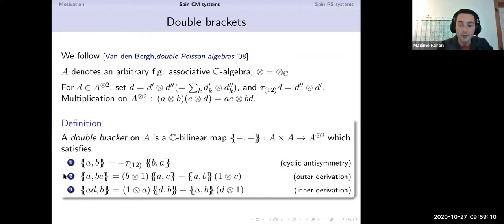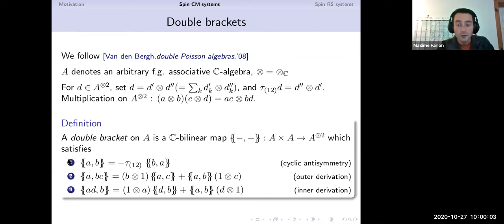And then we have here two derivation rules. Let me explicitly explain the derivation rule with respect to the second argument. When you take this derivation rule, the element B, which is on the left in the second argument, will be multiplying on the left the first element of the tensor product of the double bracket between the other two elements. And then the C, which appears second in this argument, will be multiplying on the right the second element in the tensor product of the double bracket of A with B. So it's more or less a usual derivation rule. It's just that because your double bracket is valued in A tensor A, you have to be careful on which side you will be multiplying.